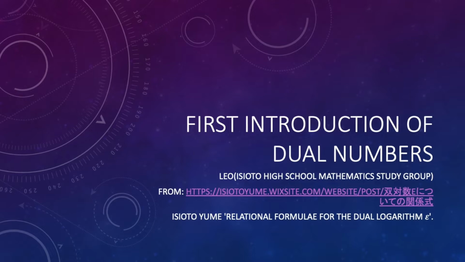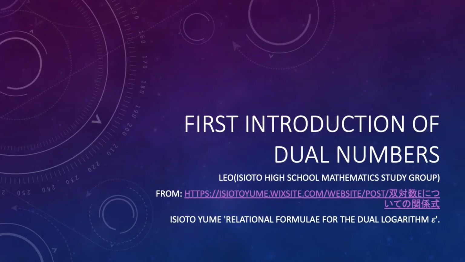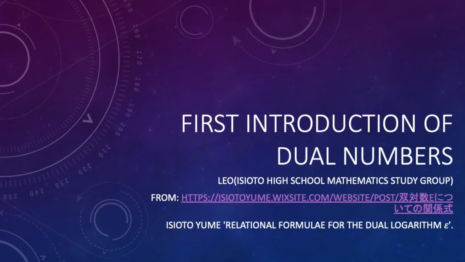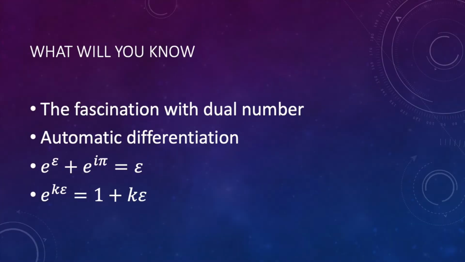This time, we will be introducing ISIOTO Sensei's relational equations for the dual numbers. Let's go and study dual numbers right away. What I want to tell you guys, there are three things. First is the fascination with real numbers. The second is automatic differentiation. And third, the relationship between Napier numbers, imaginary numbers, and pi.